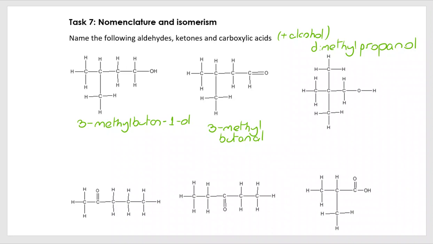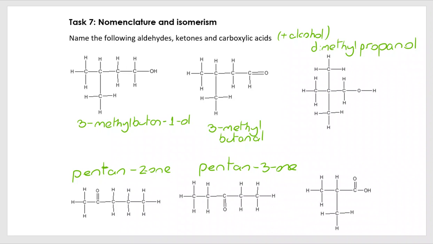We move down to the bottom row now, and we've got 5 carbons in a row, so it's pent. We know it's a ketone because the C double bond O is in the middle of the carbon chain. But we have to number where the ketone is. So this one is pentan 2-one, 1, 2. This one is pentan 3-one, 1, 2, 3.